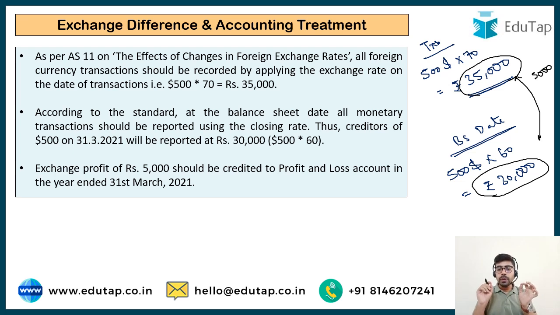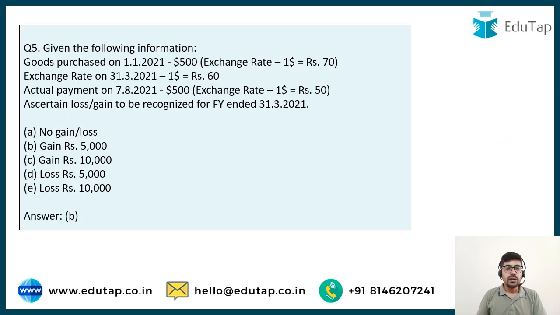Initially I had to make payment of 35,000. But now as per the prevailing exchange rate, I only have to pay them 30,000. So there is a clear cut gain of rupees 5,000 that has been made. And this gain is going to be an exchange profit, which is going to be transferred to the profit and loss account, the statement of profit or loss. So now we can easily answer this question: the exchange profit of rupees 5,000 is going to be there. So gain rupees 5,000, option B is going to be the right answer.